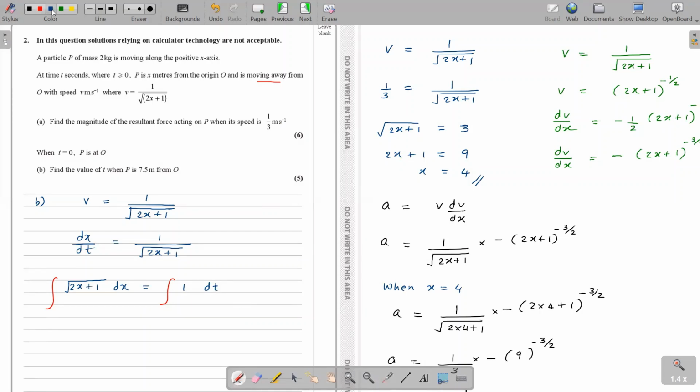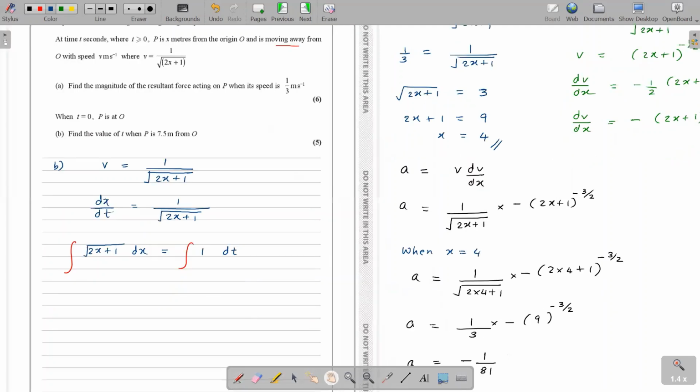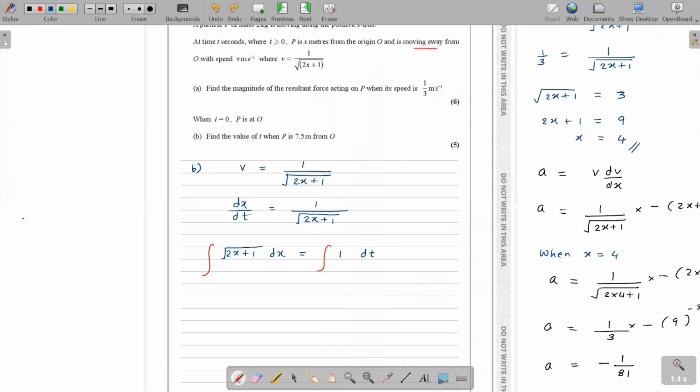Okay, so when you integrate root 2x plus 1, this is 2x plus 1 to the power half. When you integrate ax plus b to the power n, this is basic P3 integration. How does that work? First you bring the power in front. Integration of ax plus b to the power n is 1 over a, times ax plus b to the power n plus 1, divided by n plus 1. Yeah, this is the way.